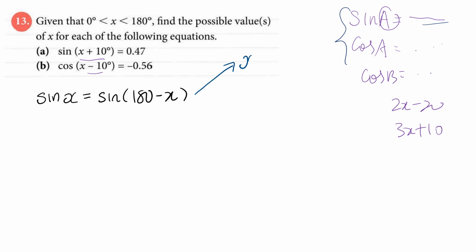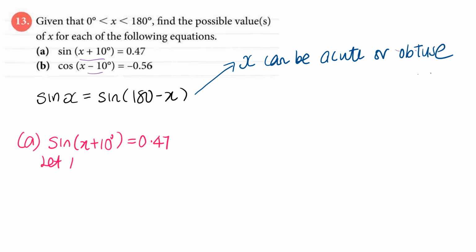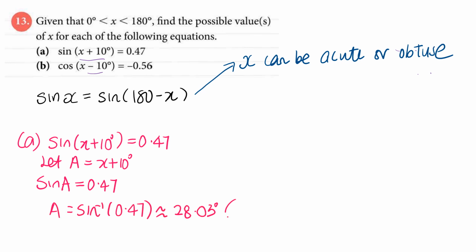There's something that we are familiar with. Yeah, this is the one that I've just explained, that the angle x can be acute or obtuse. And I'm just going to replace your angle A with x plus 10. And you see that A is something that we're familiar with, right? Sine A equals 0.47. So how do you go about finding the possible values of A? Yes, you just sine inverse it, right?